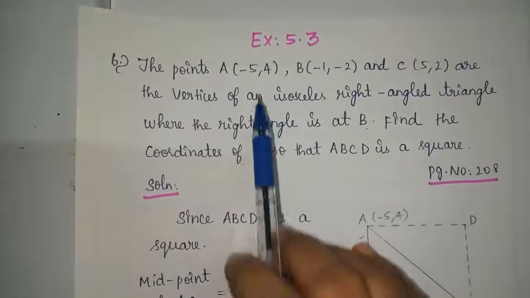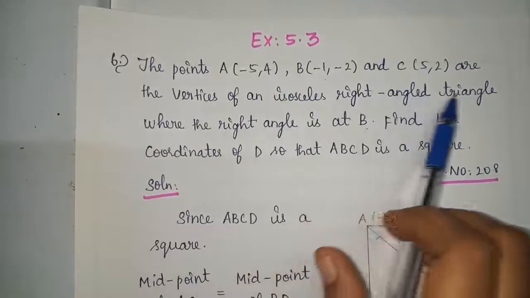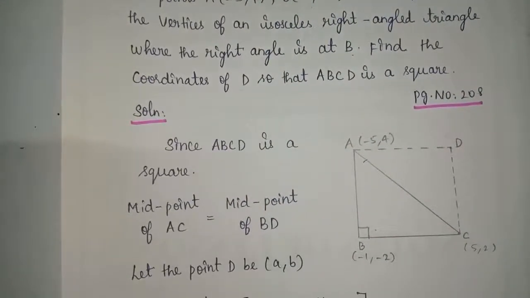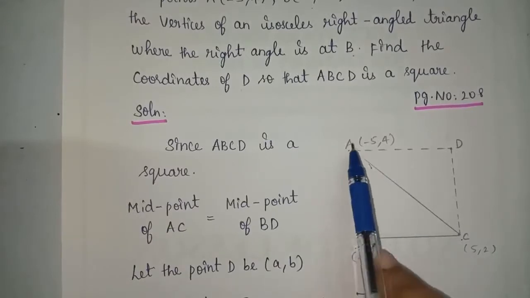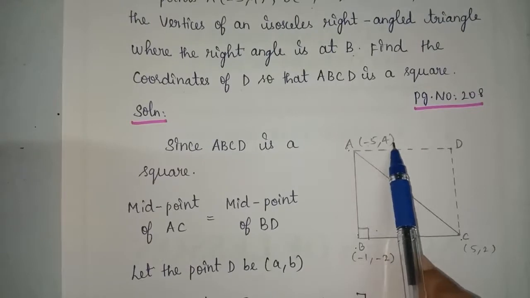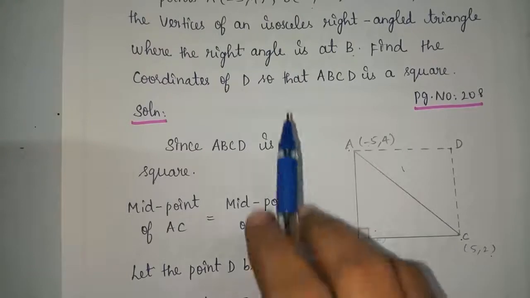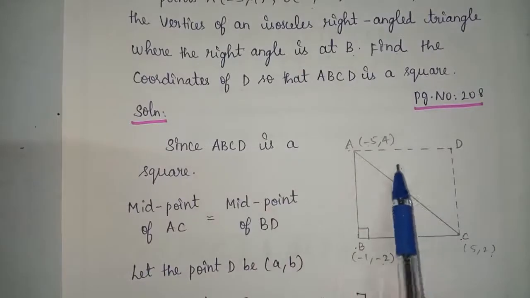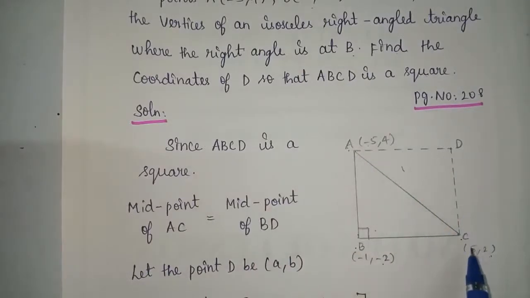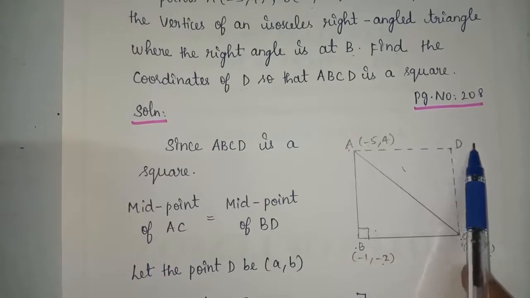So here they are given that the points A, B and C are the vertices of an isosceles right angled triangle. So we are considering the figure ABC as a right angled isosceles triangle. We just mark the points: A is (-5, 4), B is (-1, -2) and C is (5, 2). Then find the coordinates of D so that ABCD is a square. We just extend two lines from A to D and C to D. If you join A, B, C, D, you get a square. So you have to find the coordinates of D.